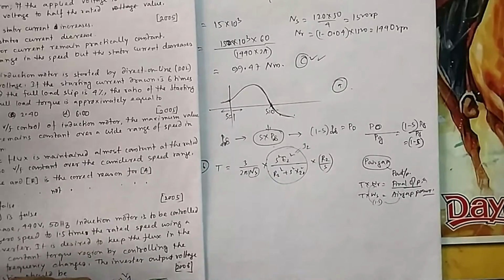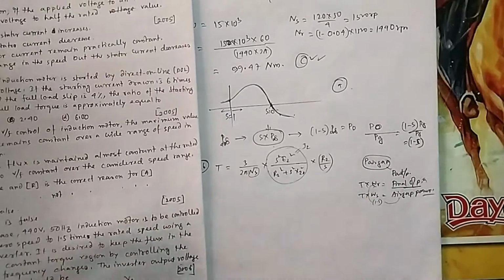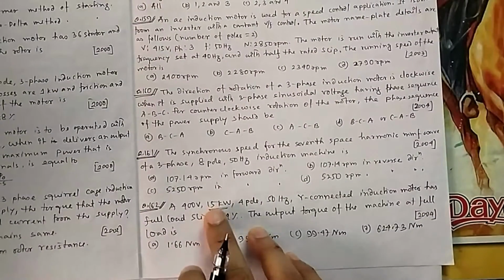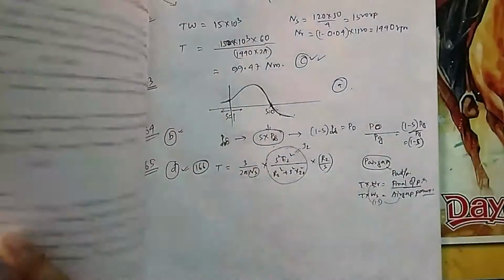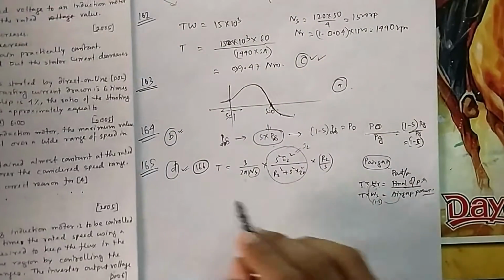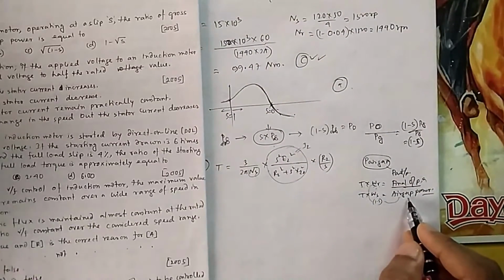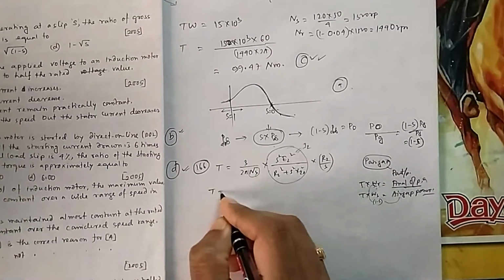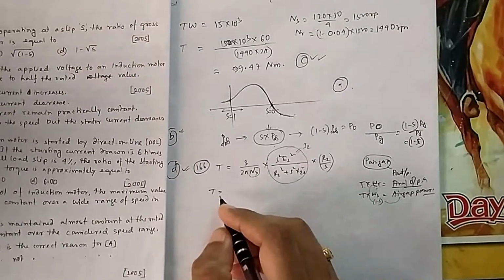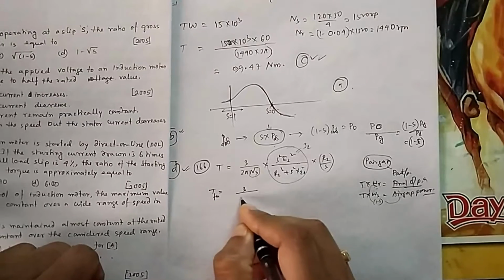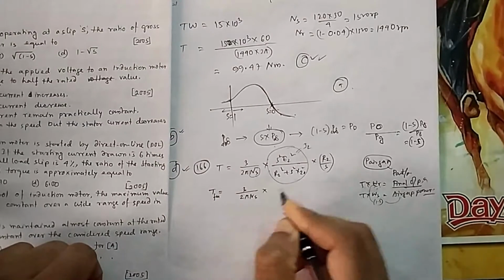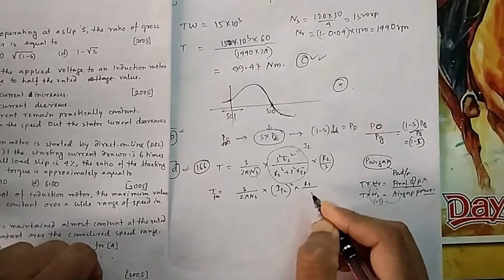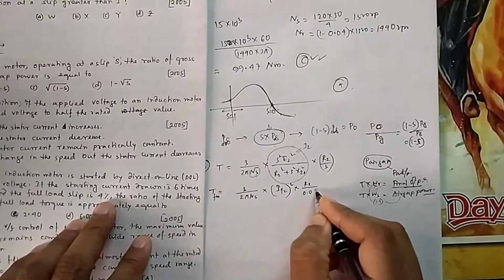In one of the questions we used omega R, I think in question number 162, because it was directly given, P output 15 kilowatt. So the output was given, so we used that omega R. But normally we take omega S if you are given air gap power. So here, this is your T. T full load torque will be equal to 3 by 2 pi Ns, and this is your I full load square into R2 by S, where full load S is given as 0.04.